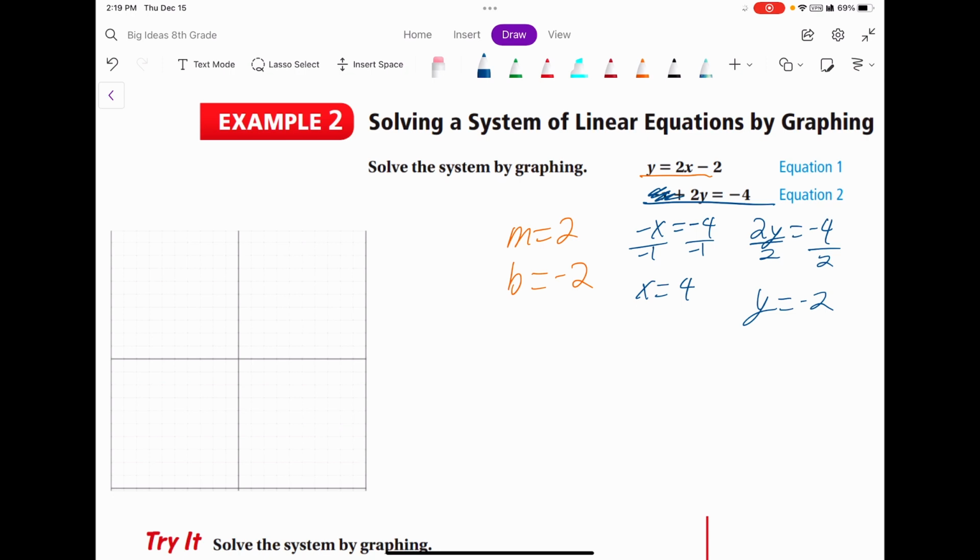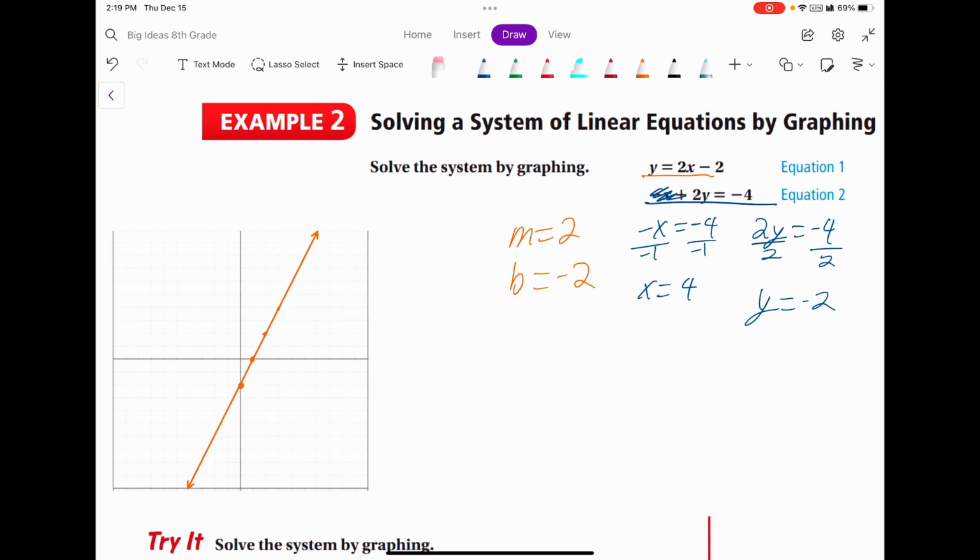Okay? So now my orange line starts at -2. And I go up 2 over 1, up 2 over 1, so on and so forth. And I can keep going all the way up to find the farthest point up that I can. And it's going to look like it goes right about like that. Okay? So let's switch back to our blue pen.